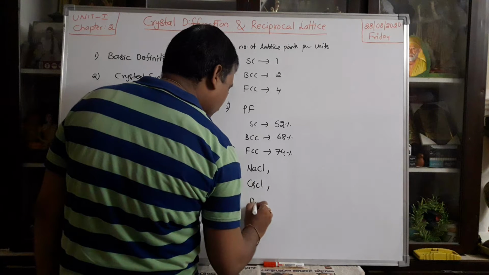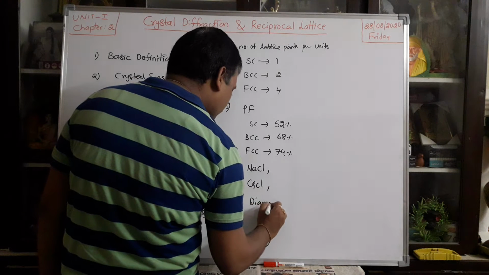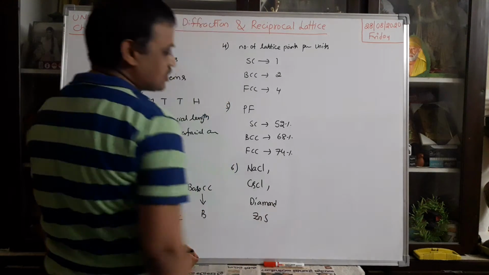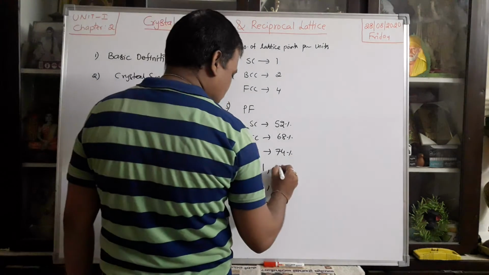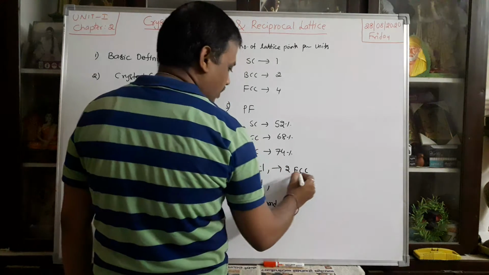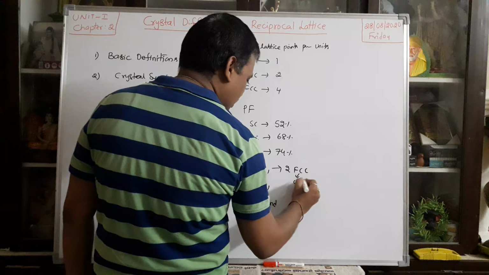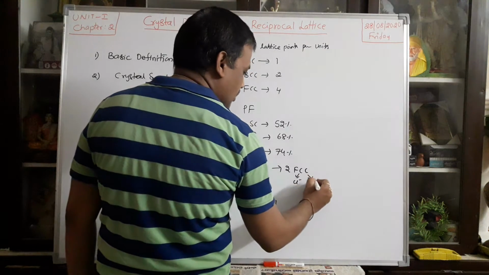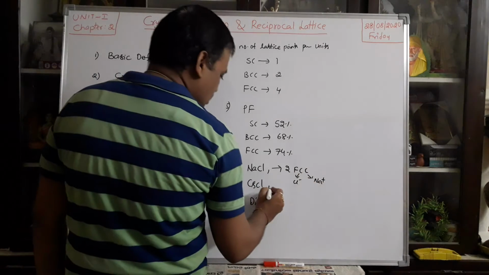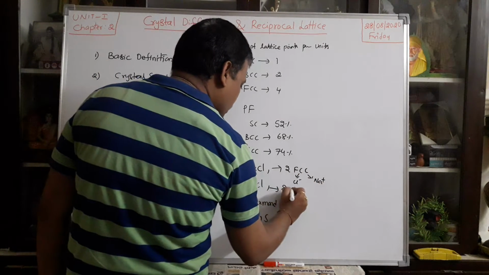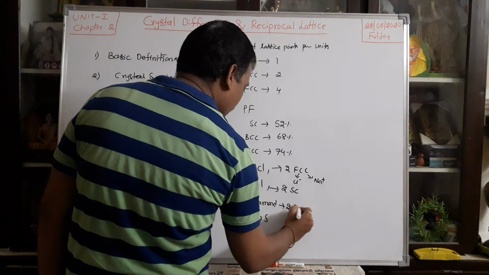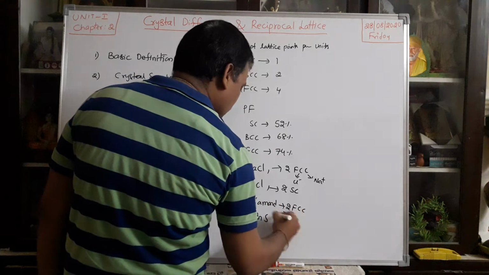After completion of packing factor, we discuss some crystal structures: sodium chloride, diamond, and ZnS. The NaCl structure is a combination of 2 FCC structures. One FCC structure has Cl minus ions, and the other face-centered cubic structure has Na plus. Cesium chloride is a combination of 2 simple cubic structures. Diamond structure is also a combination of 2 FCC structures.